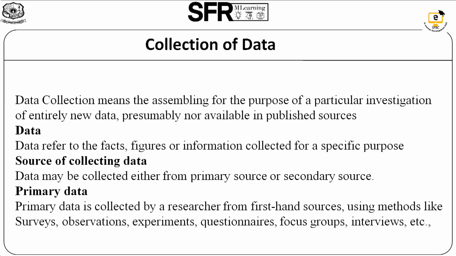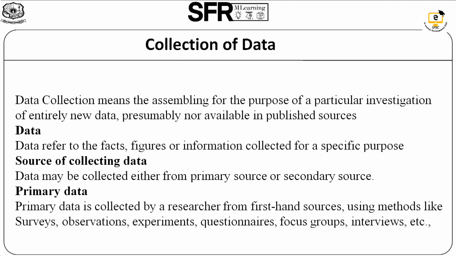Data refers to the facts, figures or information collected for a specific purpose. For example, if we take the population of India, for that purpose what data are we going to collect? That is the data. For collecting data we have two sources, primary sources and secondary sources. First we see primary data sources, how we collect data in the primary source. Primary data is collected by a researcher from first hand sources using methods like surveys, observations, experiments, questionnaires, focus groups, interviews, etc. Using these methods we collect the data.